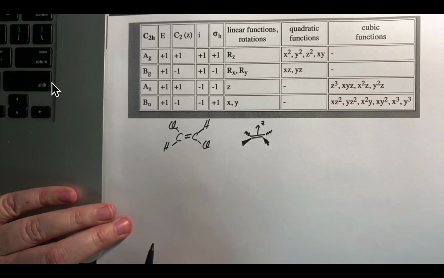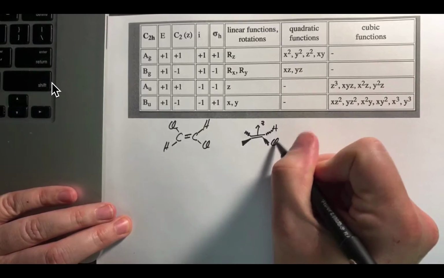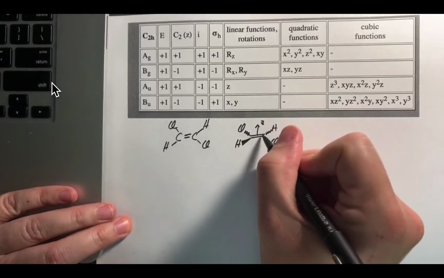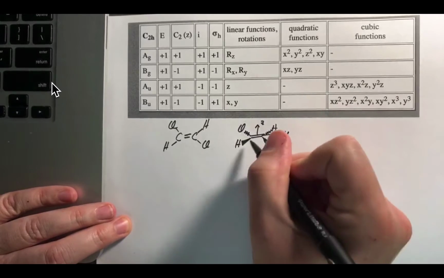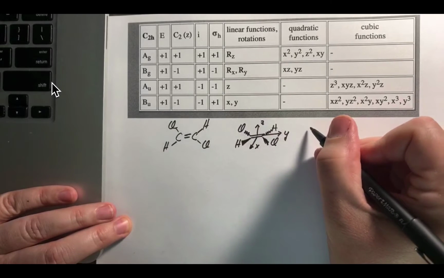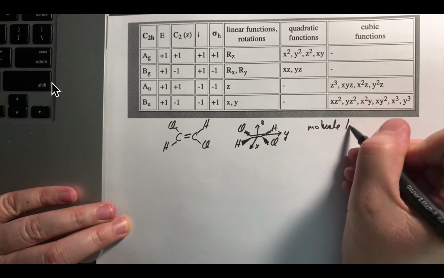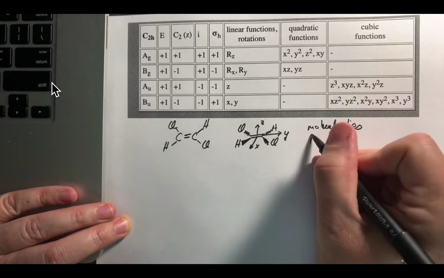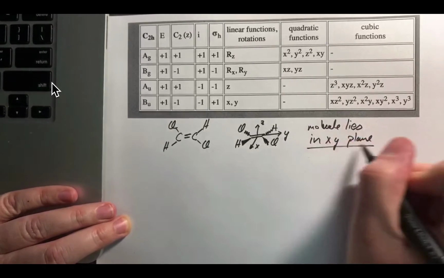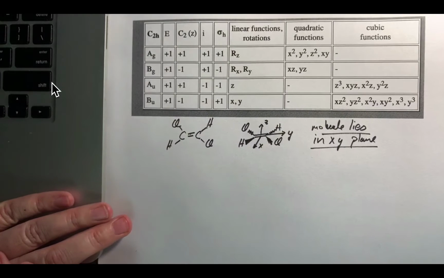Okay, the z-axis goes right through the center of the carbon-carbon double bond. Hydrogen, chlorine, chlorine, hydrogen. Okay, and so then there would be our y-axis and our x-axis right there. Okay, always good to put some notes for yourself. Molecule lies in the xz plane.